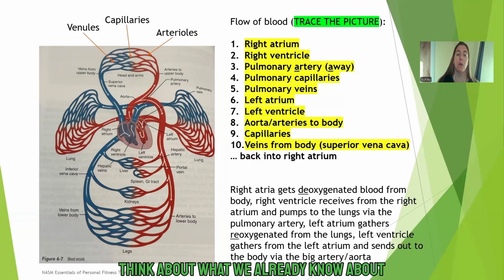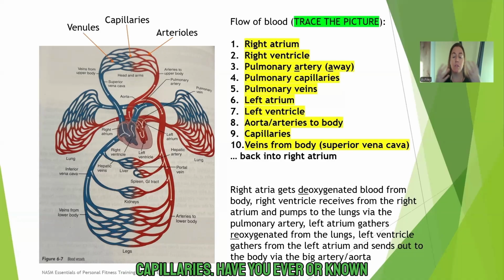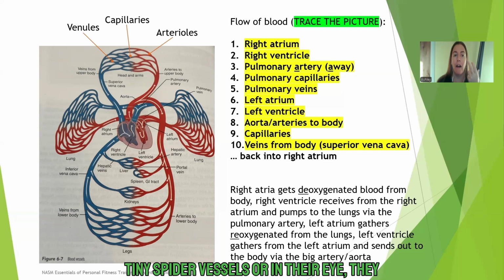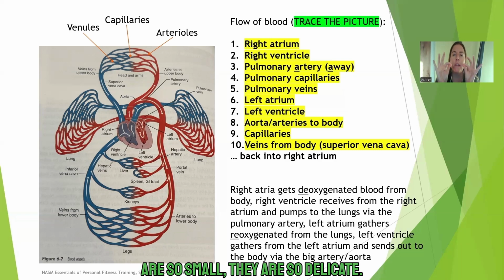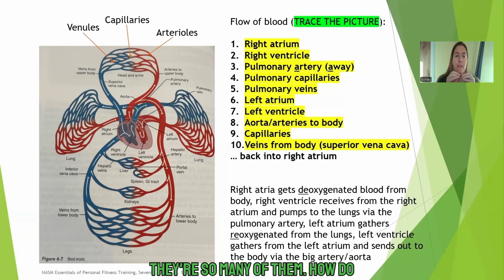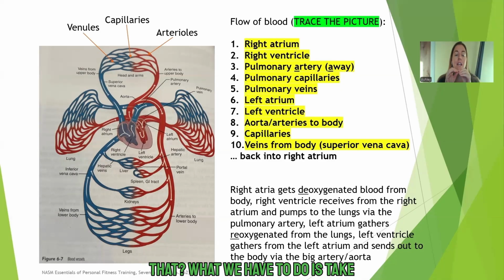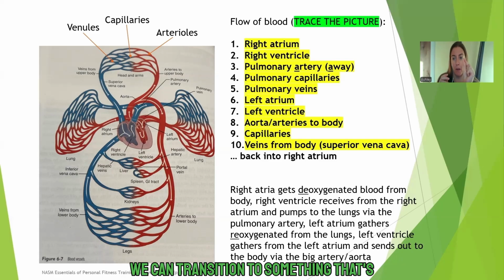Now, just think about what we already know about capillaries. Have you ever known anybody that burst a capillary, like in their nose, and you can see those teeny tiny spider veins, or in their eye? They are so small, they are so delicate, there's so many of them. How do we take something as wide as this and connect it into something as tiny as that? What we have to do is take the artery from one and branch it out into a lot of smaller ones so that we can transition to something that's going to be more narrow.